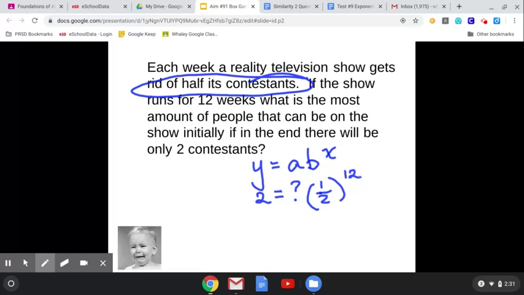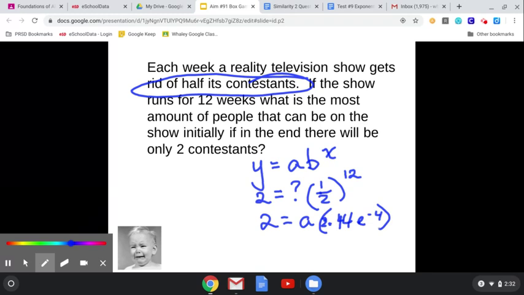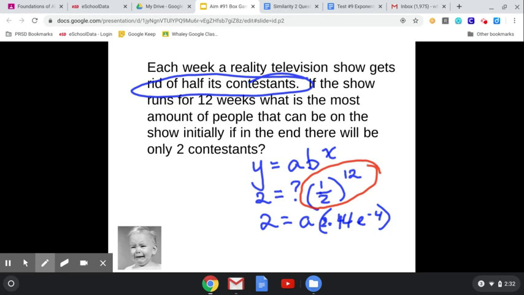So now I got to get my calculator out to do the numbers here. When you type that in your calculator, you probably got a weird number like I did, 2.44 e to the negative 4th. That's because this is a really small number. I'm just going to keep that number in my calculator. I'm going to divide by 2.44 e to the negative 4th.